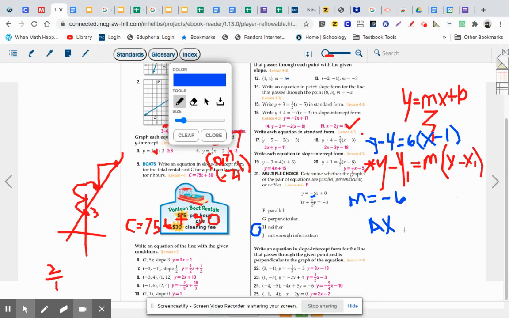Ax plus by equals c. All right, to get the slope when it's in standard form, here is my trick for you.